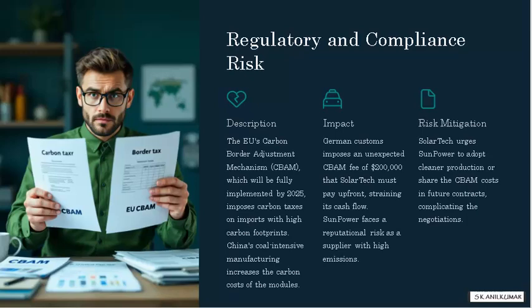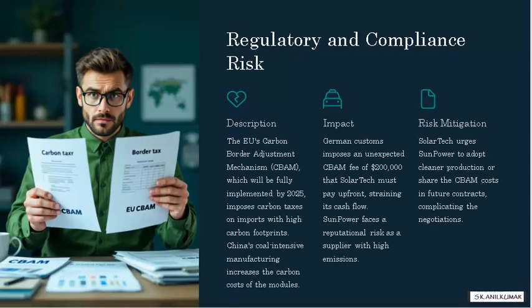China's coal-heavy manufacturing raises the panel's carbon cost, because China is using electricity to manufacture the panel. That electricity comes from coal, so there will be a higher cost because of the carbon tax. Also, the shipment is coming through a longer route, which means a higher carbon cost. German customs levy an unexpected carbon fee, for example $200,000 or 200,000 euros, which SolarTech must pay. Why? Because the contract is so structured.